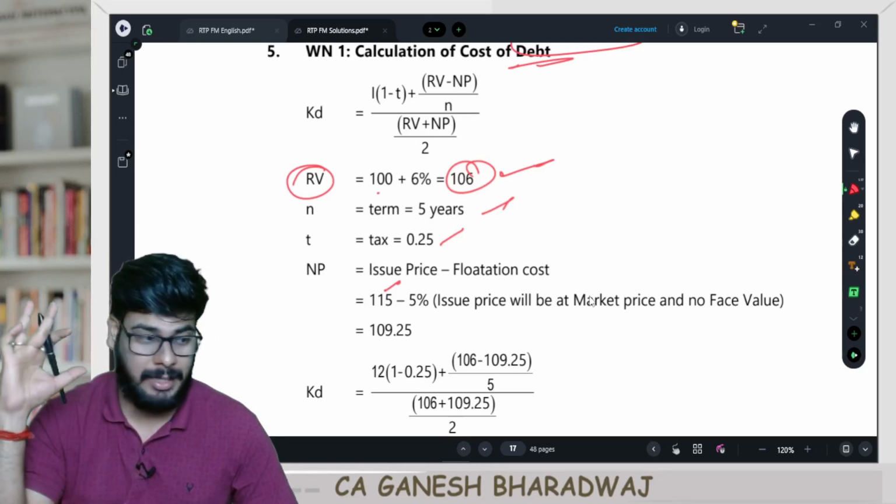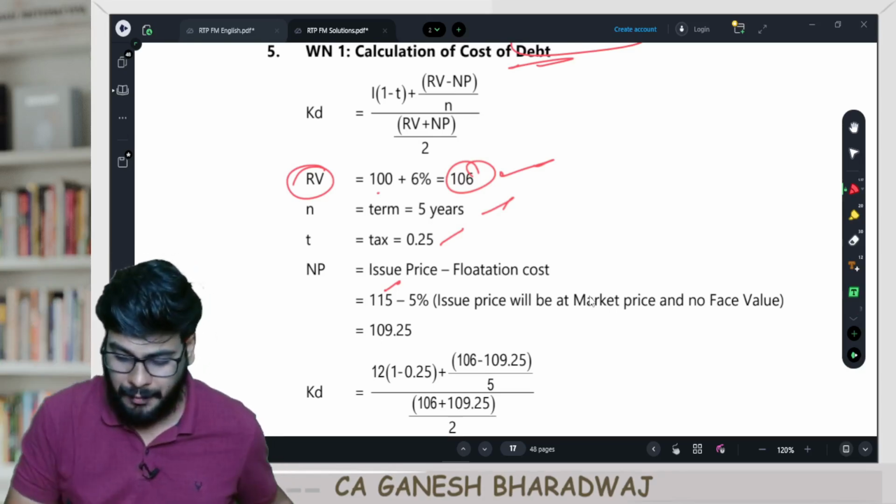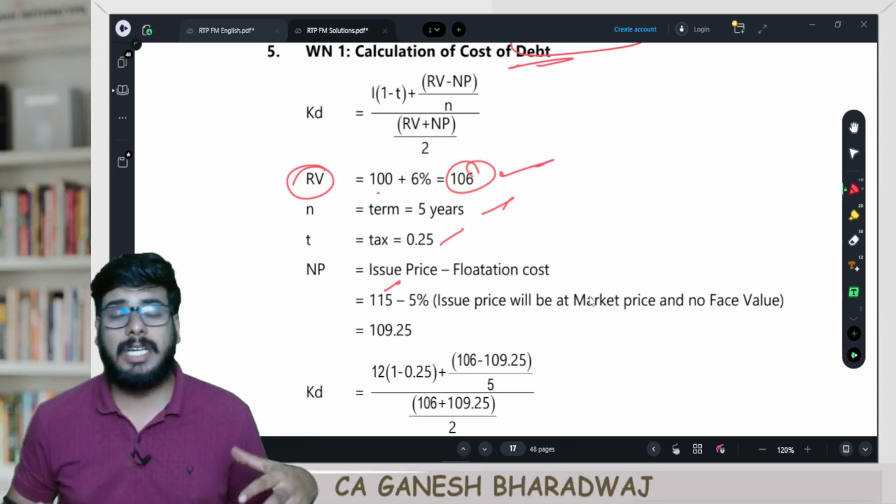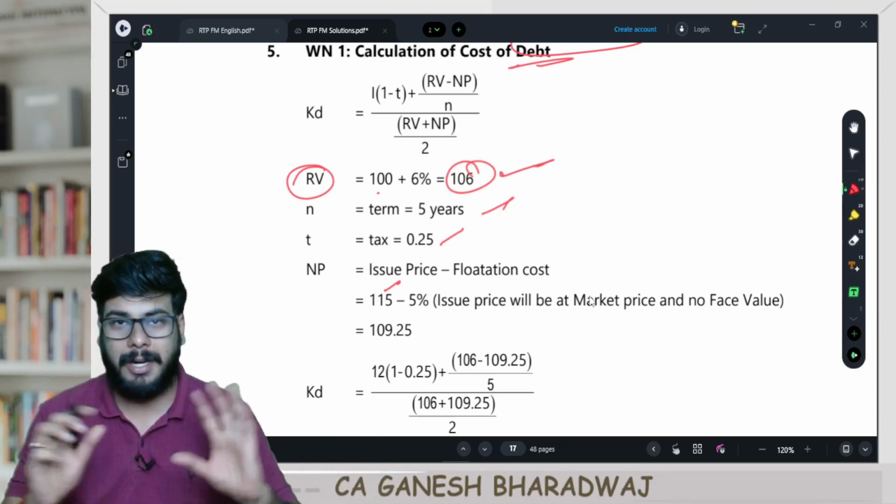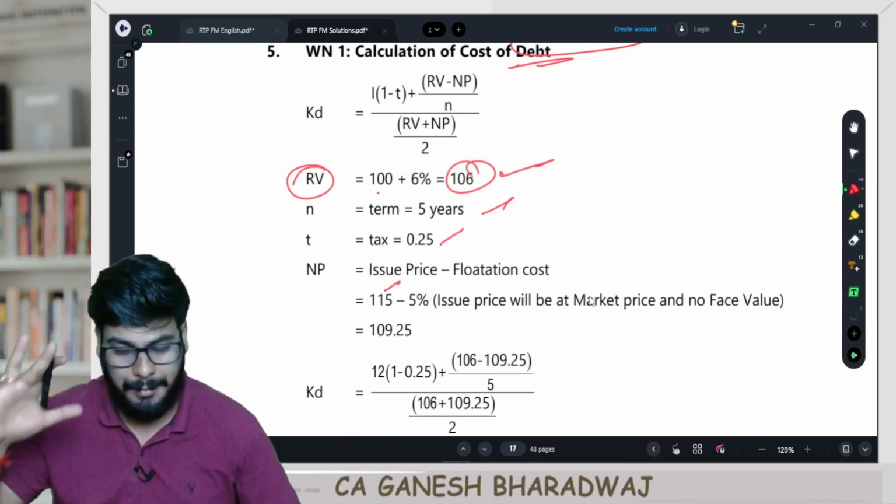In this case, the question is silent and the institute has taken a stand that this 5% should be calculated on issue price. Sir, can we calculate it on face value? If you want, you do it, but write a note. Are you clear with this? The answer will change. Absolutely, it will change.